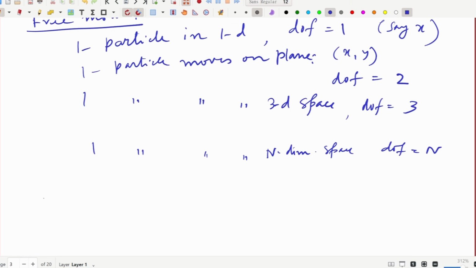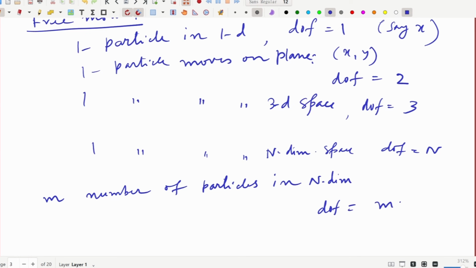So, if you have m number of particles in n dimensions, then each particle has n degrees of freedom. So, for m particles the degrees of freedom will be mn. This is all we considered for free motion.